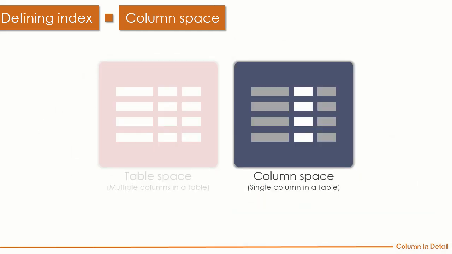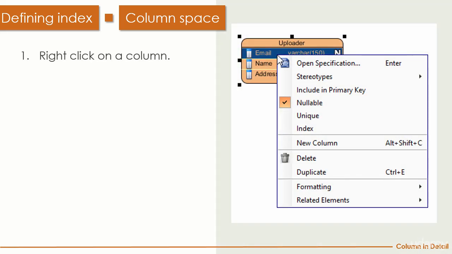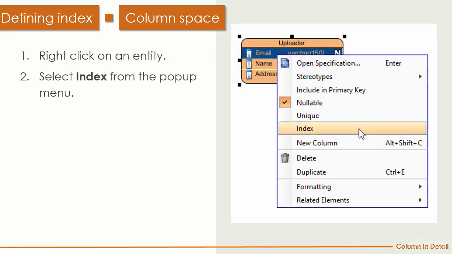You can also set the column as an index by just right clicking on the column and then clicking on the index menu item. Then you will set the column to be the index. And remember, when you set an index, you need some extra space and extra CPU when you write data into the database, into the table. So use it with care.